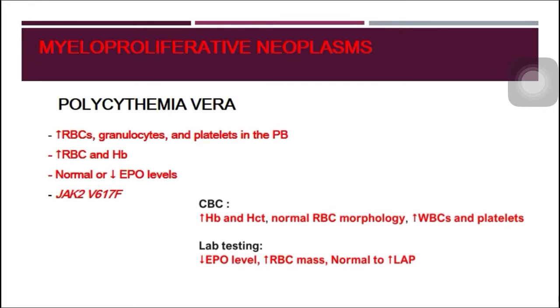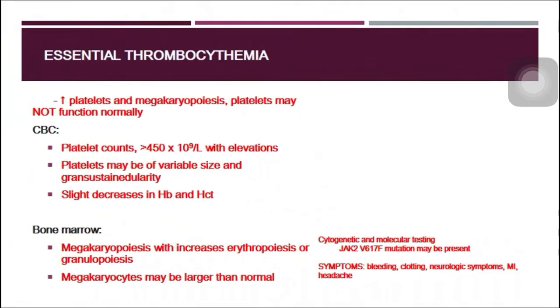Again, for CBC, increased hemoglobin and hematocrit, normal RBC morphology, and increased WBCs and platelets. For lab testing, decreased EPO levels, increased RBC mass, and normal to increased LAP. For essential thrombocythemia, this is characterized by increased platelets and megakaryopoiesis, where the platelets may not function normally. So for the CBC, platelet counts are elevated, greater than 450 times 10 raised to the 9 per liter, po. And platelets may be of variable size and granularity.